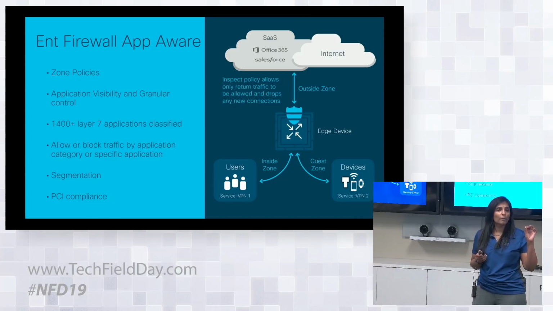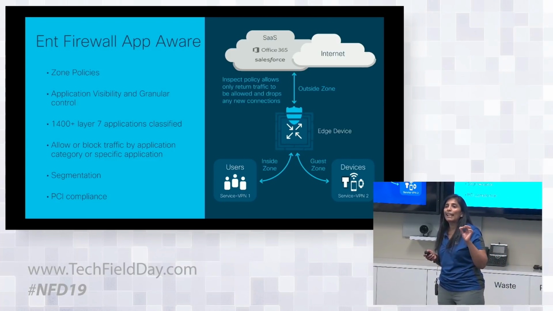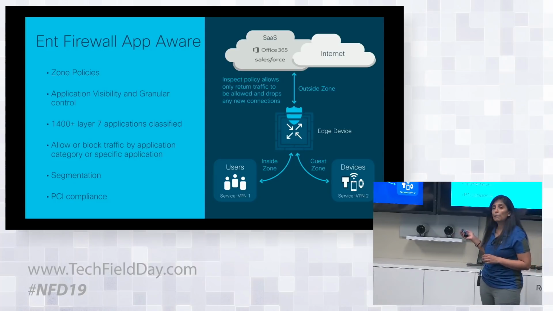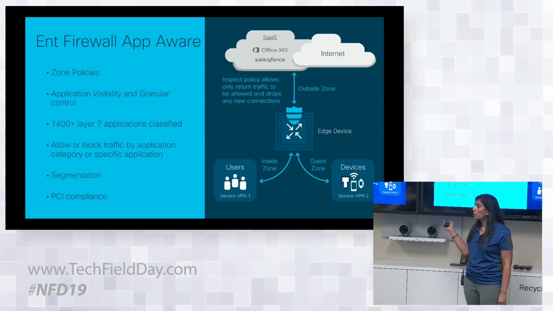You could block based on individual applications, group of applications, or category of applications, and configure the firewall policy in one pane of glass. This offers segmentation and helps with the PCI compliance of the enterprise branch.